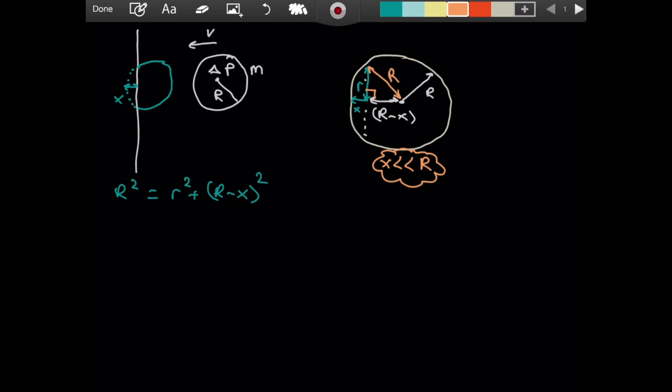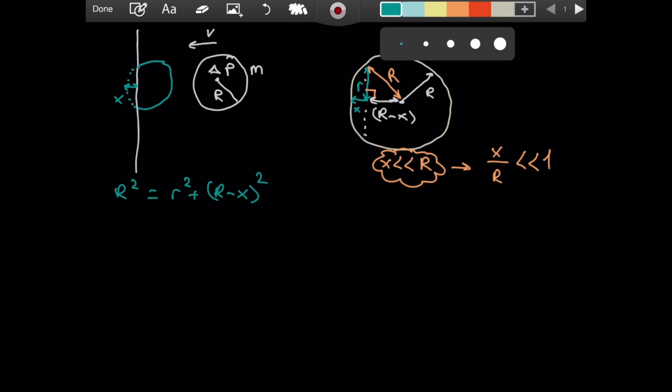When you throw a ball towards a wall, if there is sufficient delta P, sufficient pressure difference, the compression won't be drastic. It will compress a little. Perhaps you won't be able to detect it with your eyes. So we are interested in a small compression distance, which of course means if we divide both sides by R, x over R is much, much smaller than 1. We will use this fact in about a minute.